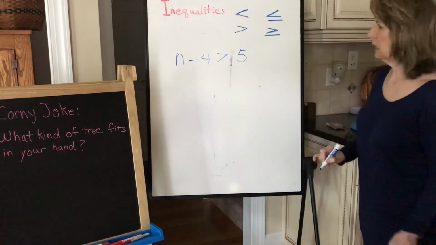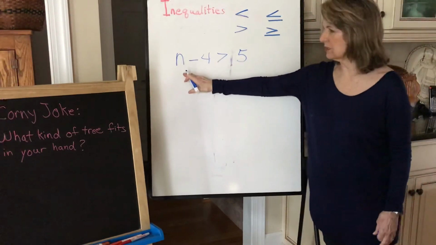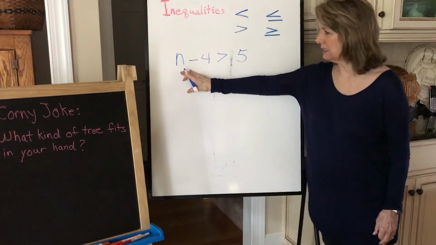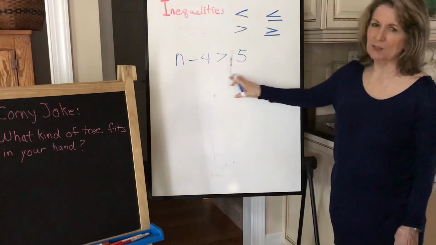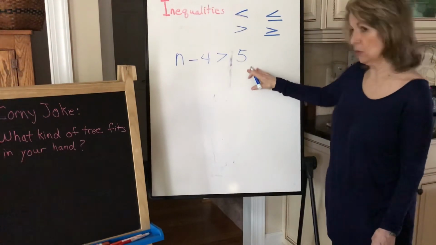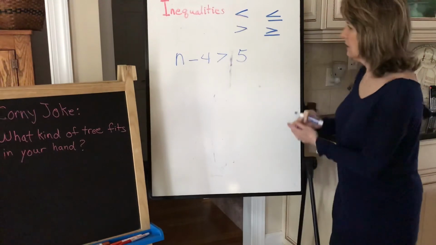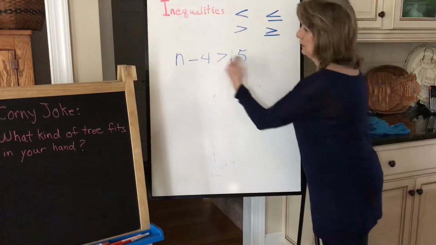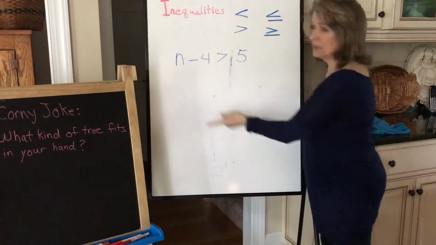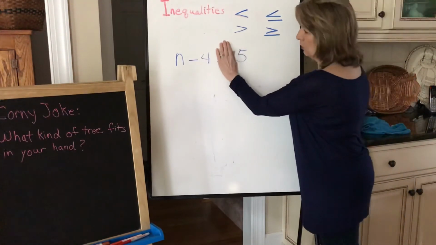Okay. So again, this one isn't quite so simple because we don't know what n is, but we know that any number, subtract 4 is going to be greater than 5, is going to be the solution to this inequality. So if we, again, try to get n by itself to make it easier, we want to get rid of this guy right here who's next to the n, just like when it was an equation.